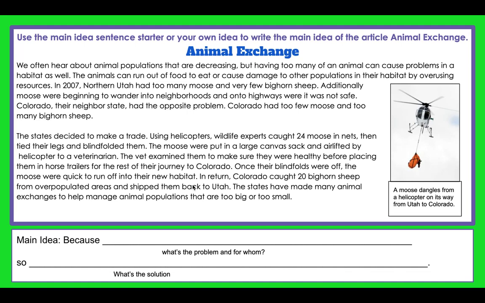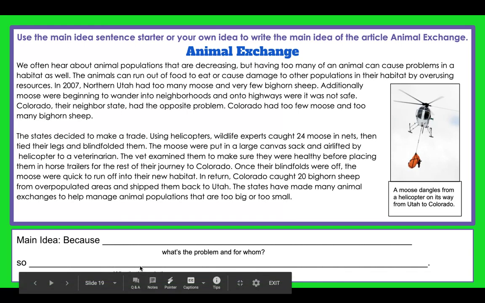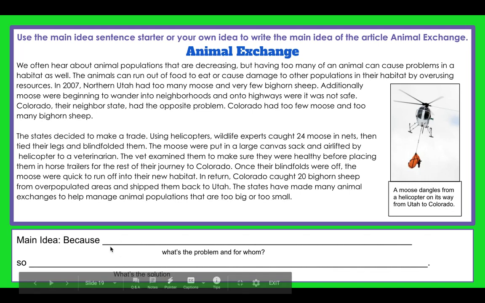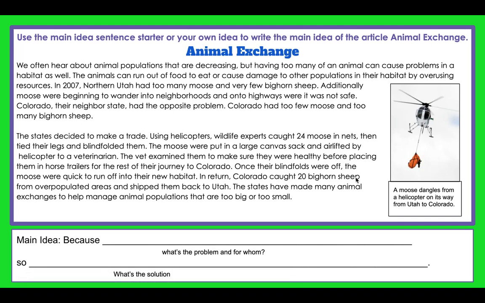All right, I gave you the main idea sentence starter, but if you want to use your own idea, you can. You're going to write the main idea of this article called Animal Exchange. Make sure you tell the main problem, for whom, and what was the solution. Pause if you need more time.